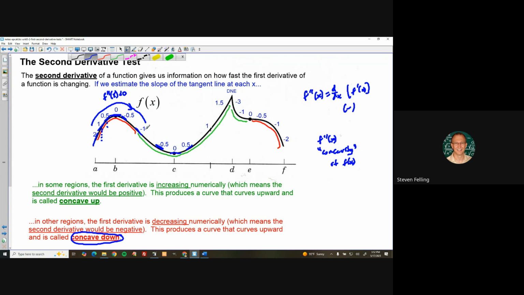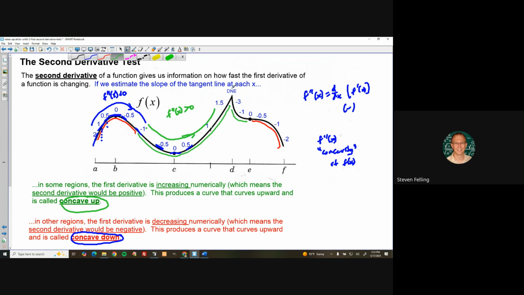Now, let's look at what these blue slope values are doing. They're going from -1 to -0.5 to 0 to 0.5 to 1 to 1.5. So in this region, these values are increasing. And that means that the second derivative is greater than 0 because the first derivative's values are increasing, so its derivative is positive. We call that situation concave up. And for concave up, we have a curve shape that is curving in an upward way. So that would be here.